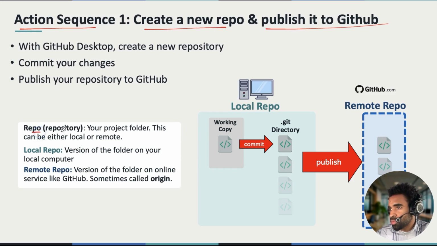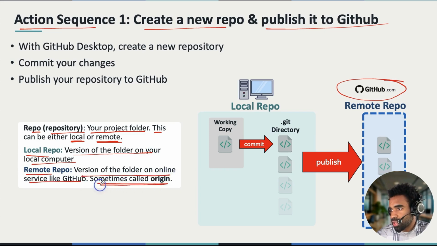Firstly, a repo, which is short for a repository, is just basically your project folder where you are putting in your code. And this can either be local, that means it's on your computer, or remote, that means it's stored on an online repository hub somewhere, such as github.com. So, like I said, the local repo is the version of the folder on your local computer, and the remote repo is the version of the folder on an online service like GitHub. Sometimes you will hear this called the origin.